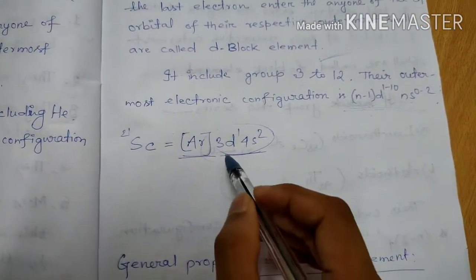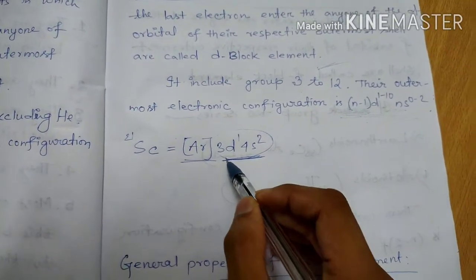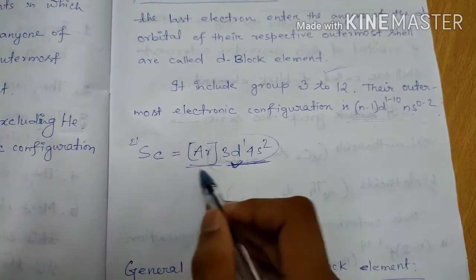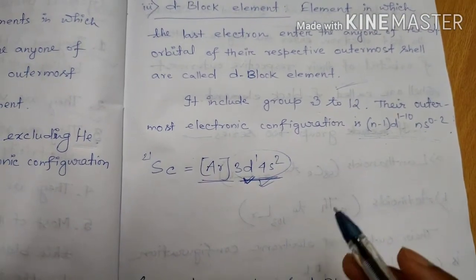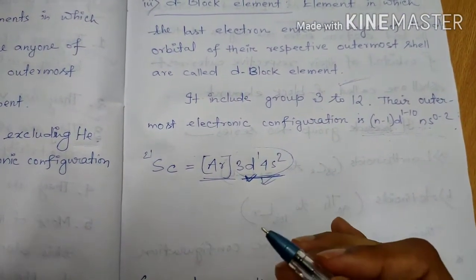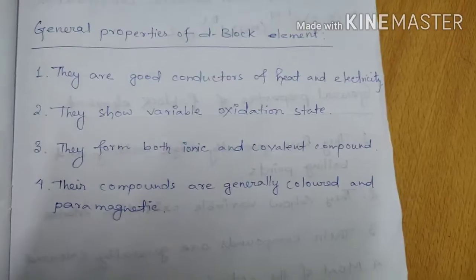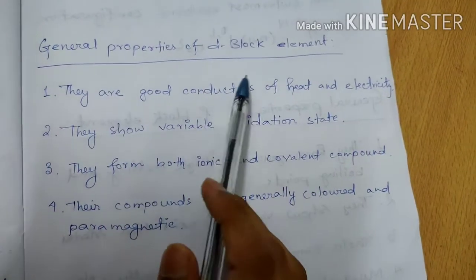So now see, the valence electron enters the d orbitals also. That's why this scandium is a d block element. Now come to the general properties of d block elements. So you see the general properties of d block elements.